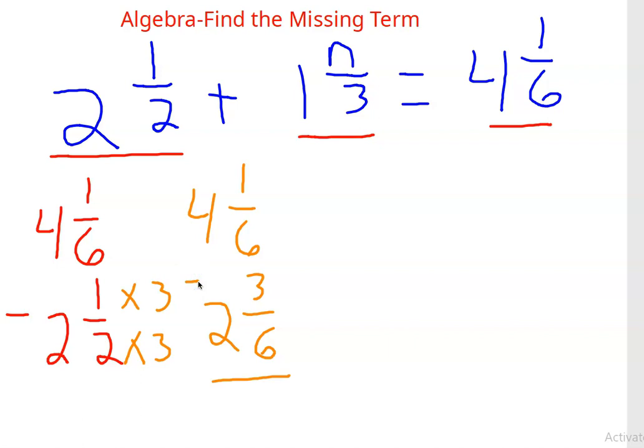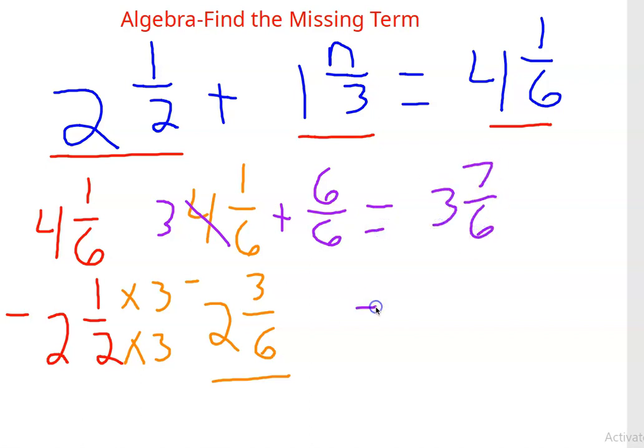So we need to regroup. Wow. 4 becomes a 3. You take the denominator and add it, put it over itself and add it. So now you have 3 and 7/6 minus 2 and 3/6. You subtract that out and you get 1 and 4/6.